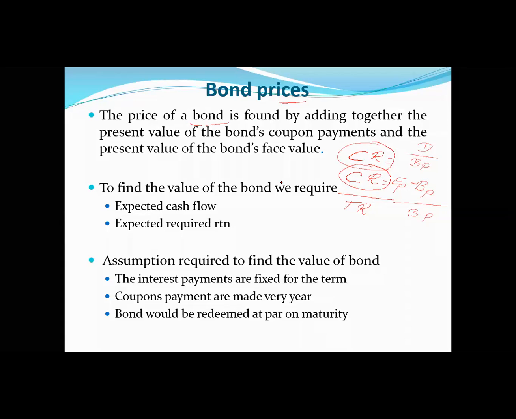Now let us come to the definition part of it. The price of a bond is found by adding together the present value of the bond, which is nothing but your current return.